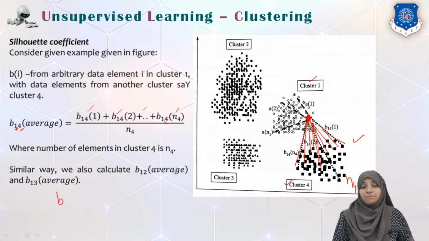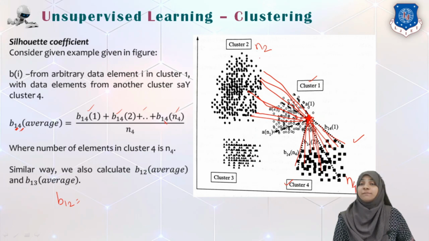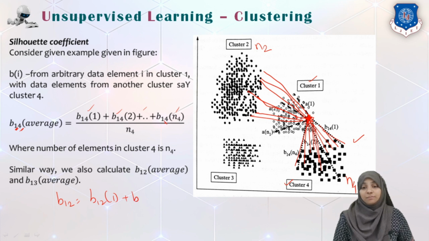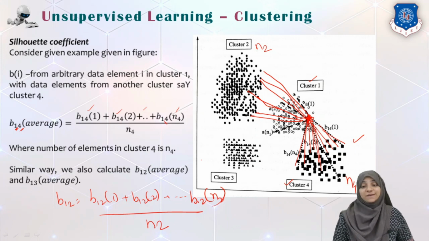In order to calculate B12, we have to take this ith sample and we will find the distance B1 of 2, 1, B1 of 2, 2, B1 of 2, 3, B1 of 2, 4 and likewise a distance to all other samples. Now consider there are total N2 number of samples over here. So we will have B12 of 1, B12 of 2, likewise up to B12 of N2. There are N2 samples, that's why we will divide the sum by N2, and this will give me B12.